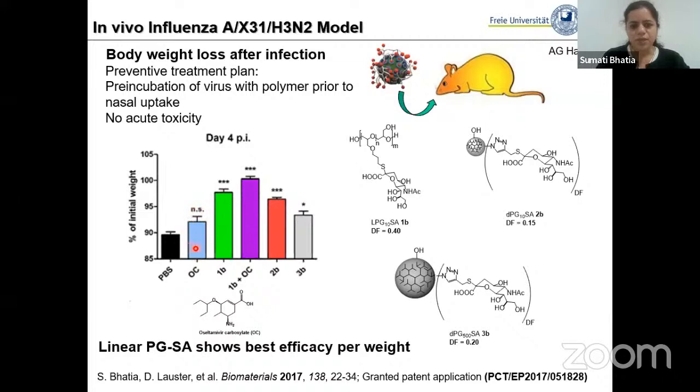Whereas in case of the DPG compound, it decreased a little bit more. And OC is the oseltamivir carboxylate, which is a commercially available drug, where the body weight of the mouse decreased up to 8%. So all these LPG or DPG compounds were much better than the oseltamivir carboxylate. And if you compare the LPG and DPG, LPG works the best. And when we used LPG with the oseltamivir carboxylate, we saw a synergistic effect. So no mouse lost weight, all the mice remained almost healthy. So this LPG compound outperformed the DPG analogs, and this LPG compound was even better than the oseltamivir carboxylate.